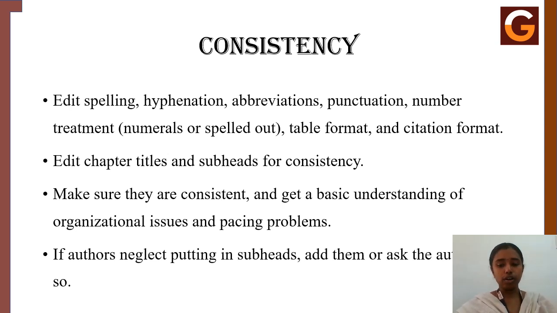And if at all the author forgets to add some subheadings, or he neglects intentionally, if the author neglects to add some subheadings in those places, it is the duty of the editor to look into the places where the subheadings are required, and he has to check with the author before he or she adds the subheading. So this consistency includes everything, including title, subheadings, spelling, hyphenation. So everything should be maintained the same throughout the text. So this is all with consistency.